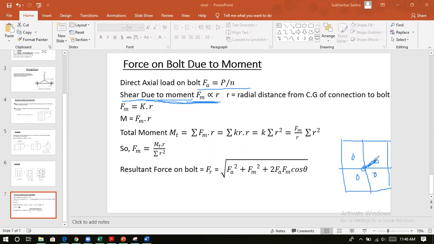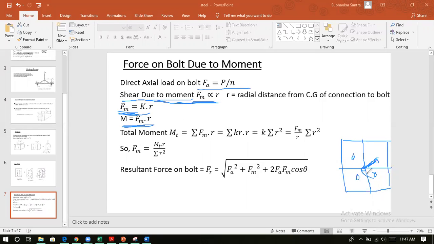Okay, so this distance will decide what is the amount of force due to moment coming onto the bolt. Okay, now we can represent Fm as the force due to moment on the bolt. Fm is proportional to R. We can write it as Fm equal to K into R, where K is the proportionality constant. Okay. Now, this is the force due to moment on each bolt. Now, the moment will be force multiplied by the distance, and the distance will be the radial one. So we can write the moment on each bolt as Fm multiplied by R.